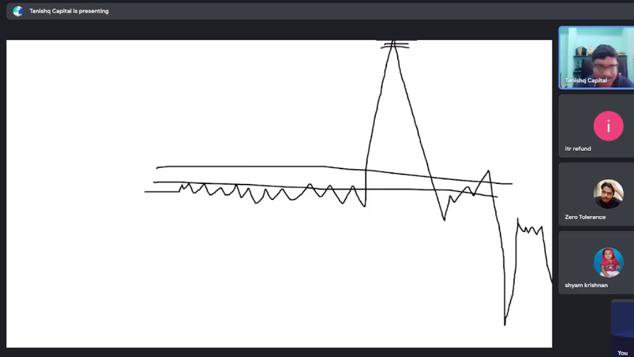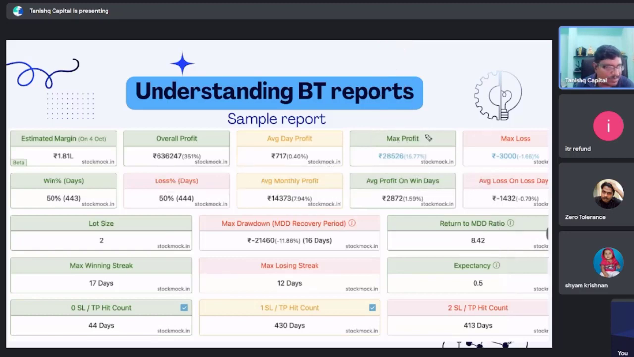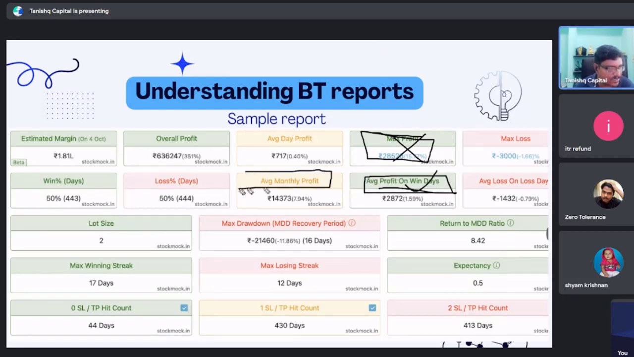So whenever you are looking, just ignore this, no matter who says otherwise. Just ignore this column. Average profit on win days is fine, and average monthly profit is also good. So don't fall for this, but concentrate on this, because this is the max loss you are going to face on any day. The probability is immediately more on the max loss, not on the max profit. So these are all the best things.